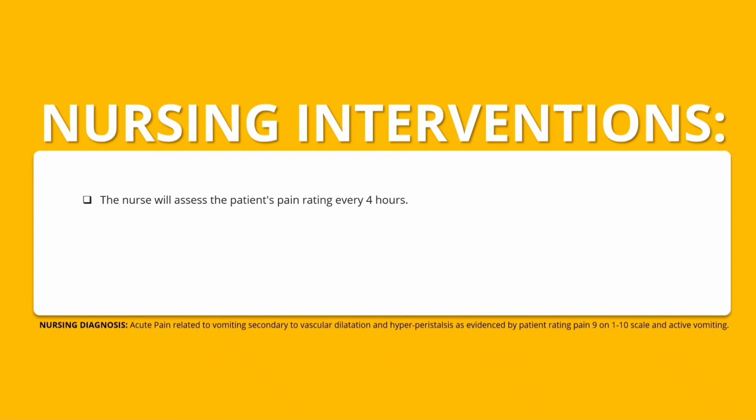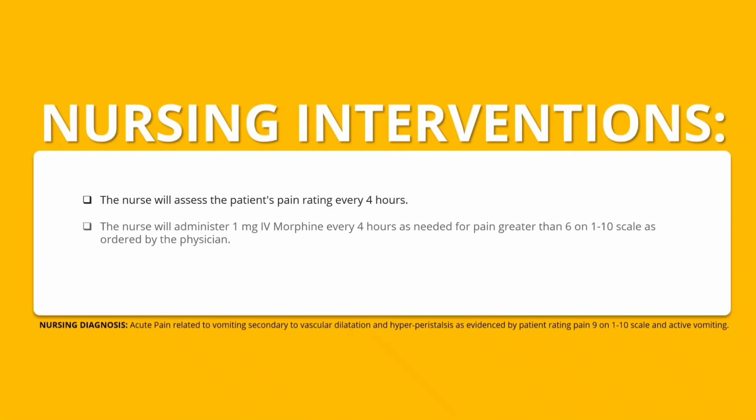Okay, now for the acute pain diagnosis. The nurse should assess the patient's pain rating every 4 hours. We also need to administer 1 milligram IV morphine every 4 hours as needed for pain greater than 6 on a 1 to 10 scale if ordered by the physician. And we also need to assess the patient's energy level every shift.